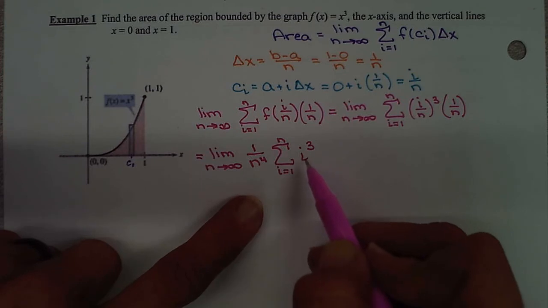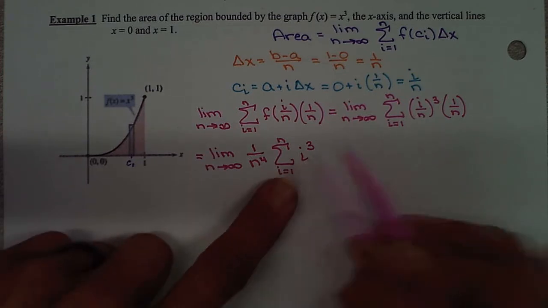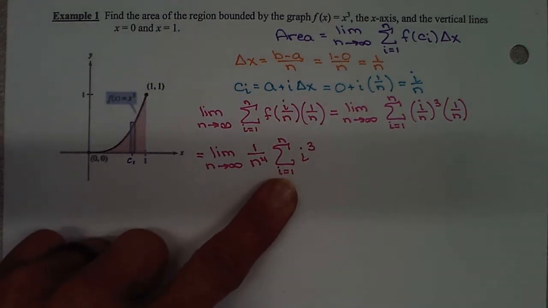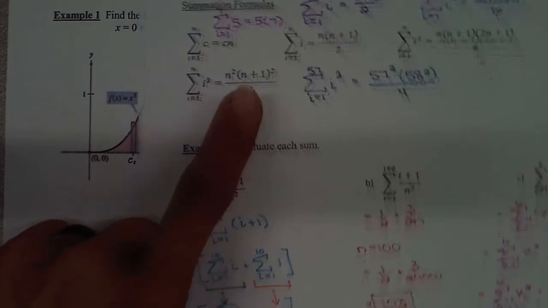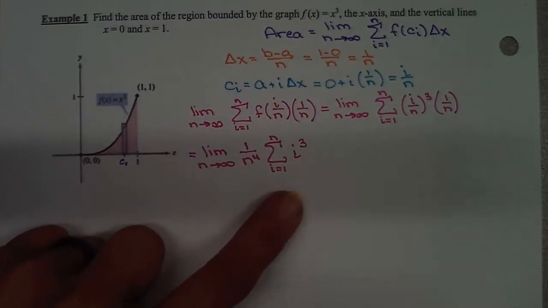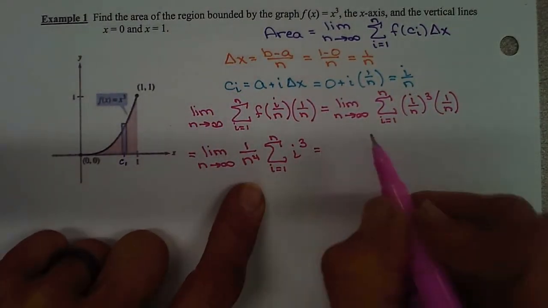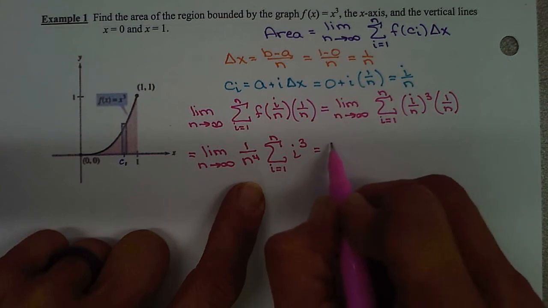Now I can, from that paper we had the other day that had all of our summations on it, pull the formula for the summation of i cubed, which real quick right here it is. The sum of i cubed is n squared times n plus 1 quantity squared over 4. So we still have the limit as n goes to infinity.